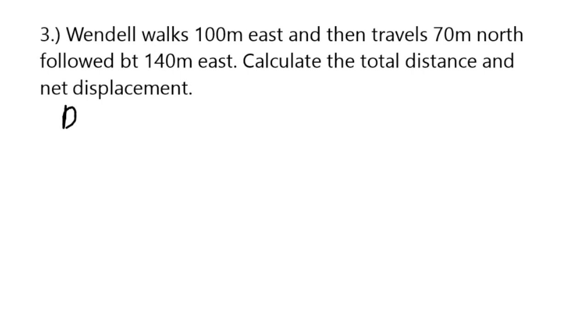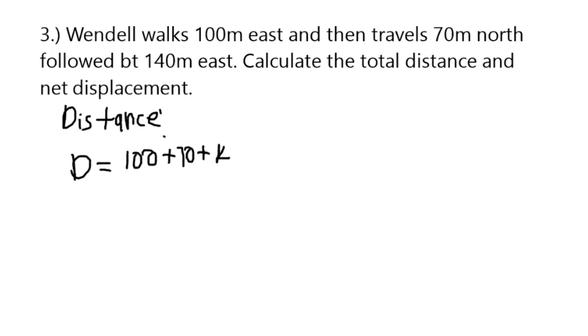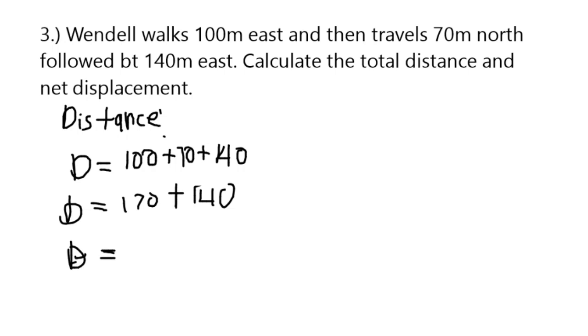Now let's move on to our third problem. Wendell walks 100 meters east and then travels 70 meters north, followed by 140 meters east. Calculate the total distance and displacement. So yung distance, we're just going to add all of the values given. So, di ko na write yung absolute values and then yung mga negative signs. Papatagal lang yan. So, kita nyo na naman agad, if there's a given, what is the distance? Just add all of them. So we got 170 plus 140, which is 310 meters. That's our unit.